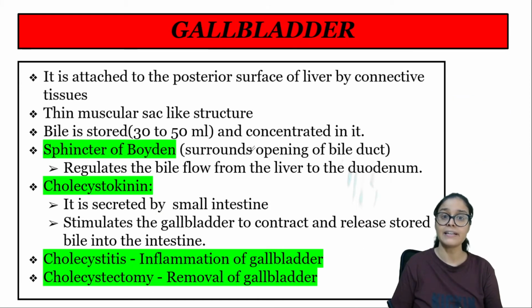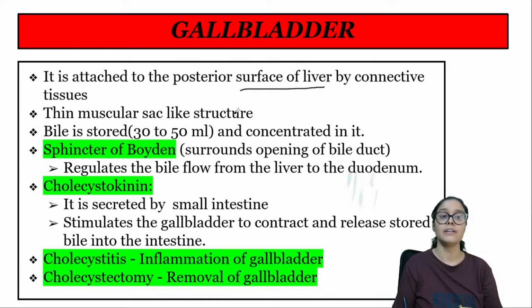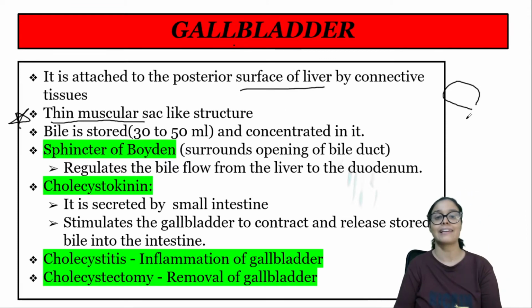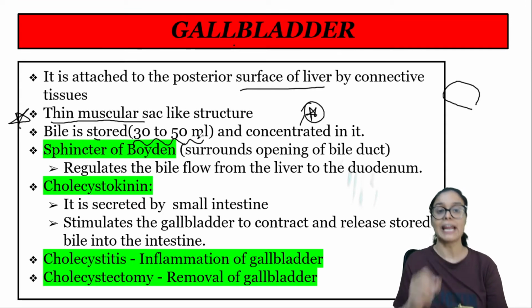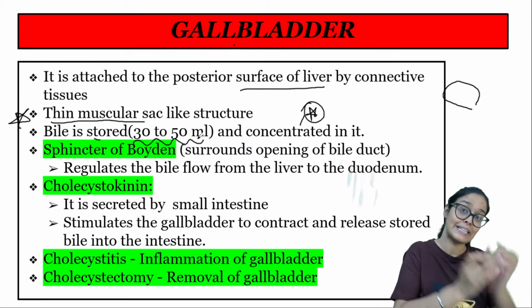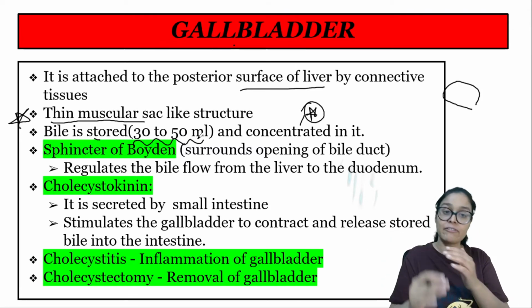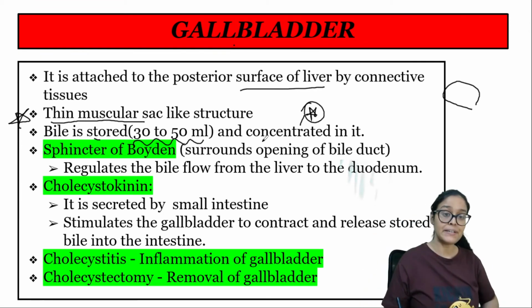as you say, right? What is the gallbladder? On the posterior surface of the liver, the gallbladder is attached by connective tissue, which is a thin muscular sac-like structure that just stores and concentrates bile. How much bile is it storing? 30 to 50 ml of bile juice is stored and concentrated. So bile juice is secreted by the hepatocyte. Hepato means liver, cyte means cell, liver cell. And it will be stored and concentrated in the gallbladder, that you have to remember, right?